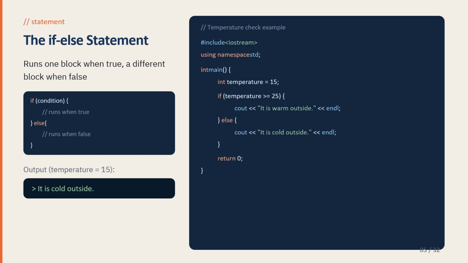Next, coming to the if else statement. This statement provides two possible execution paths. If the condition is true, the if block executes. Otherwise, the else block runs. Here, the program decides whether the weather is warm or cold based on the temperature.